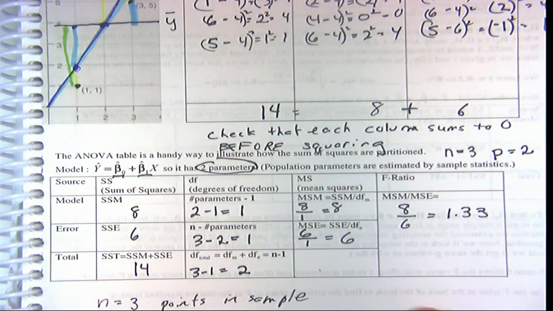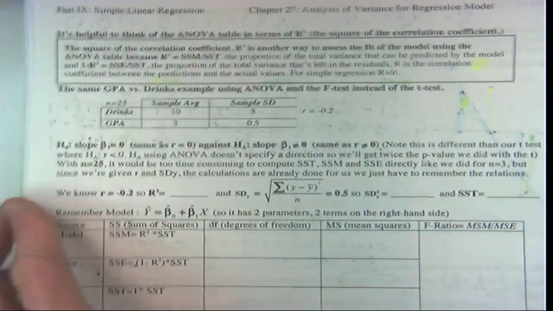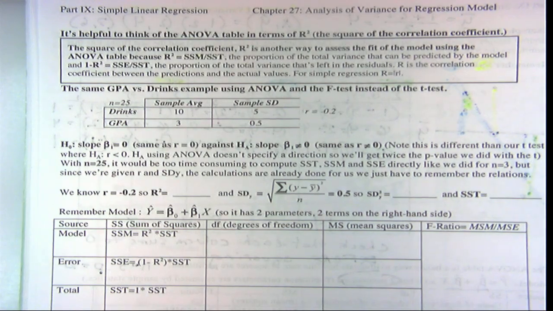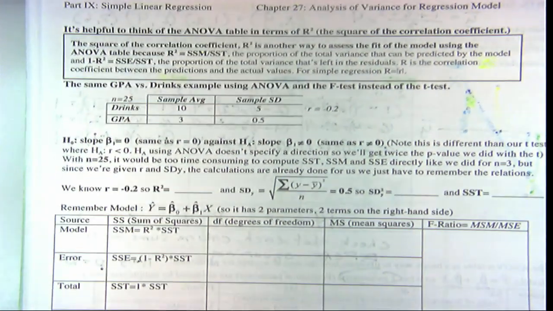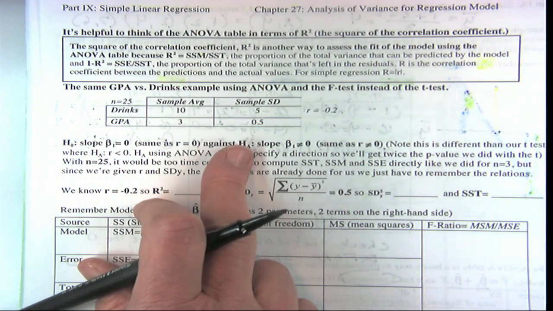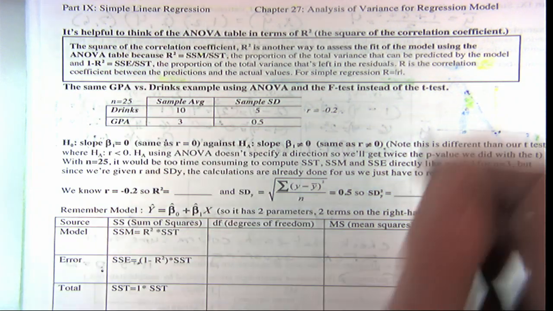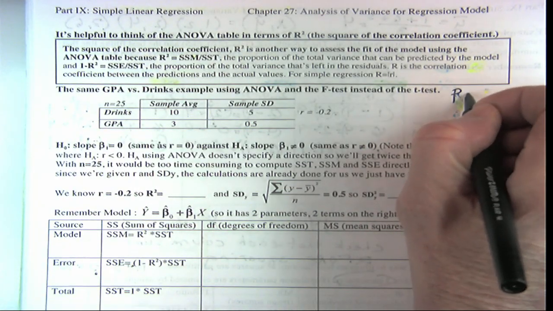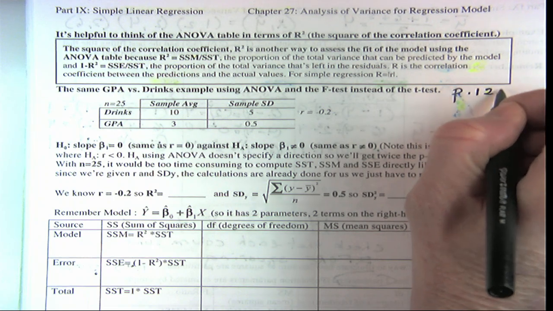This was just with 3 points. Now we're going to do the same thing with an example that we already worked out before. And this is the same example that we looked at on drinking and GPA, the same one we saw on page 123, where we got this.